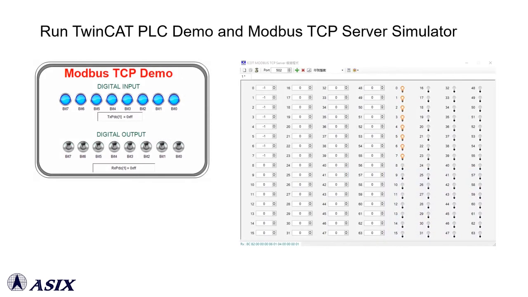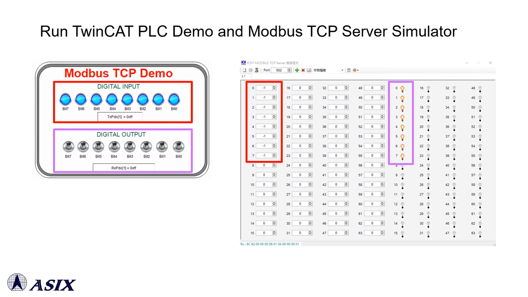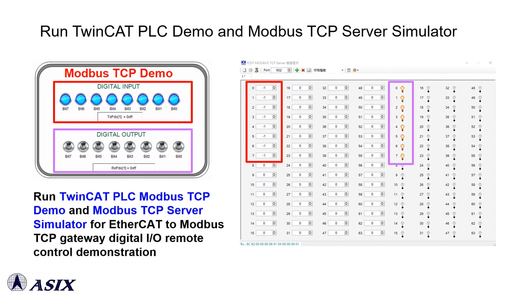The last demonstration will show you how to demonstrate digital I/O remote control functionalities between EtherCAT and Modbus TCP networks by running AX58200 TwinCAT PLC Modbus TCP demo utility and Modbus TCP server simulator. Please see below demonstration.